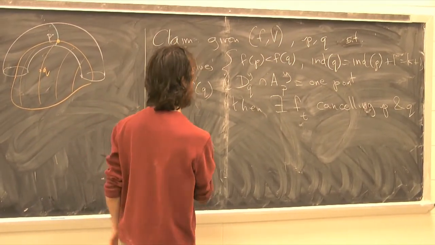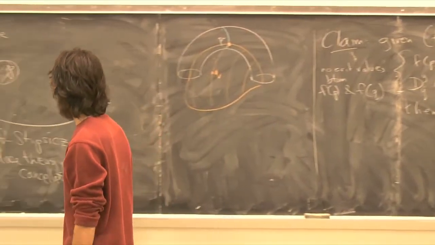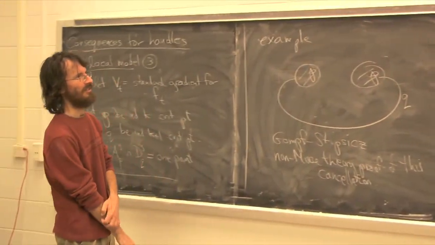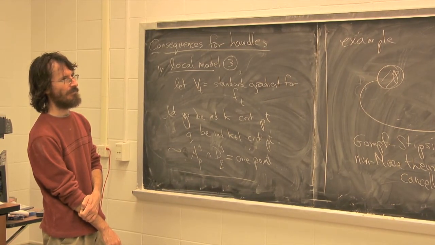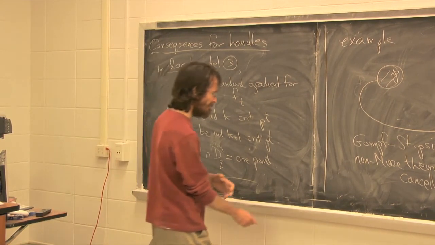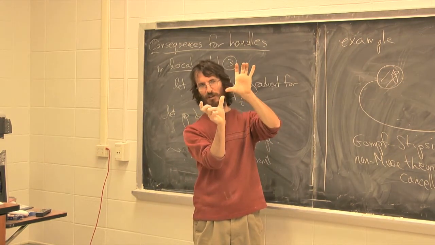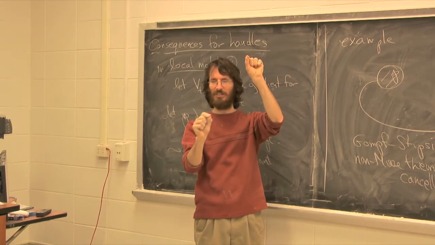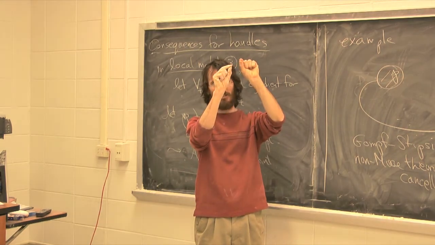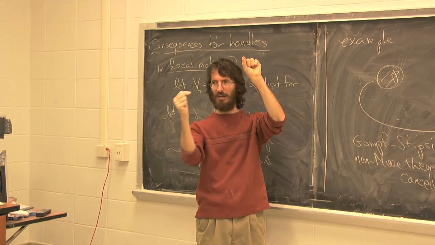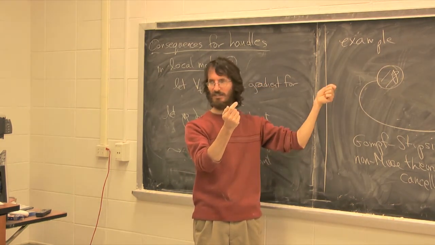Let me say in words what I wanted to do and do it next time. The idea basically is, if there's a single point of intersection, that means there's a single flow line from one to the other. And that gives me a descending direction from the higher one, and an ascending direction from the lower one that line up. And what I want to do is make it look just like this local model.